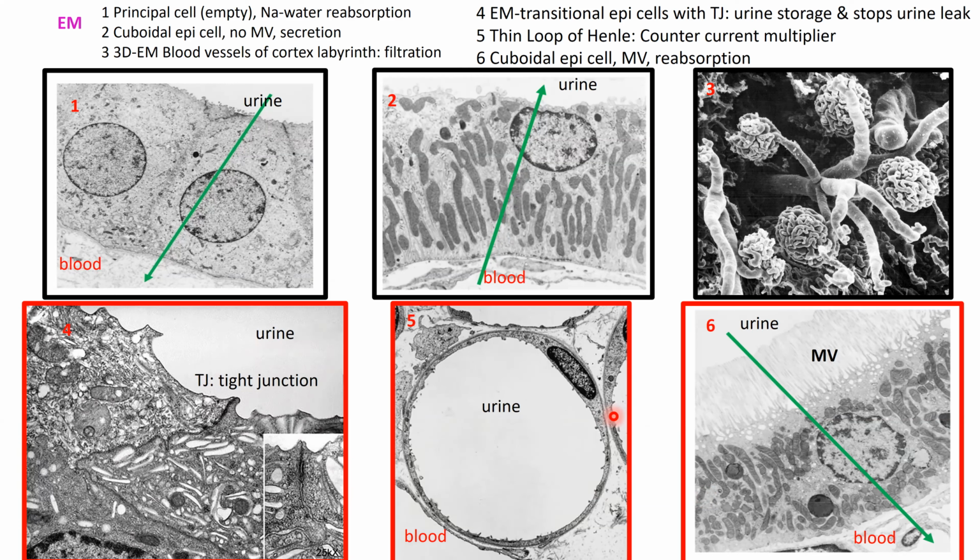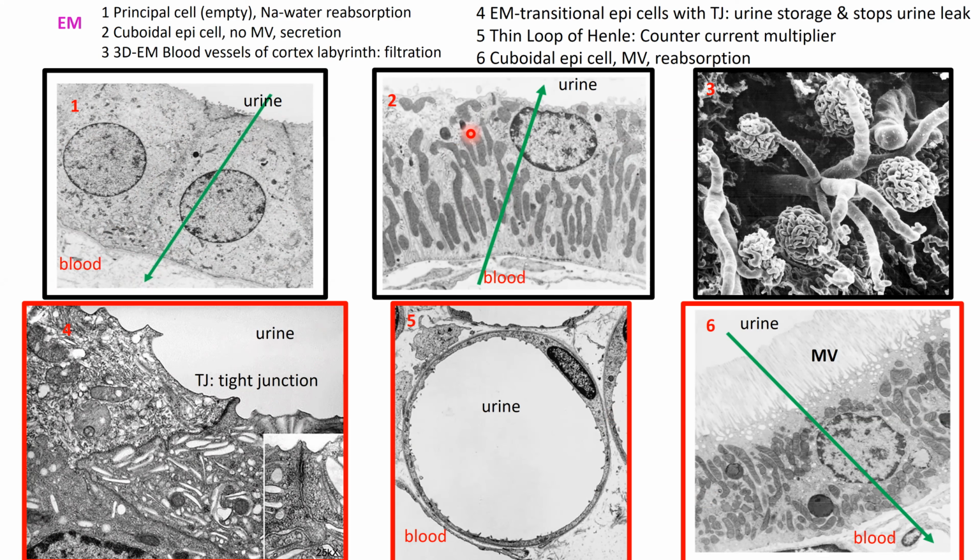Because in OSPI, you can always anticipate an electron microscopic image. So the first one shows you the principal cells. You can see that they are very empty, not much organized, only 1 or 2 mitochondria here and there. And the green arrow shows you molecules are moving from urine to blood. So this is what principal cells are famous for, the sodium and water reabsorption.